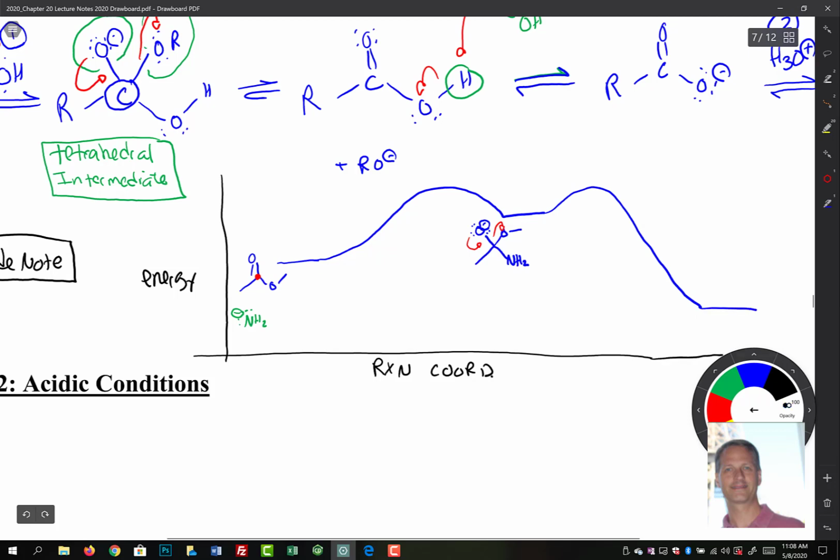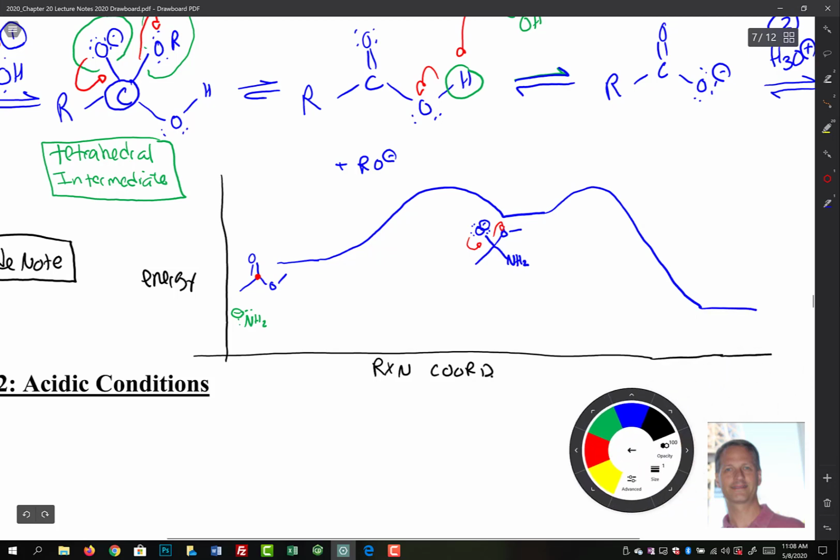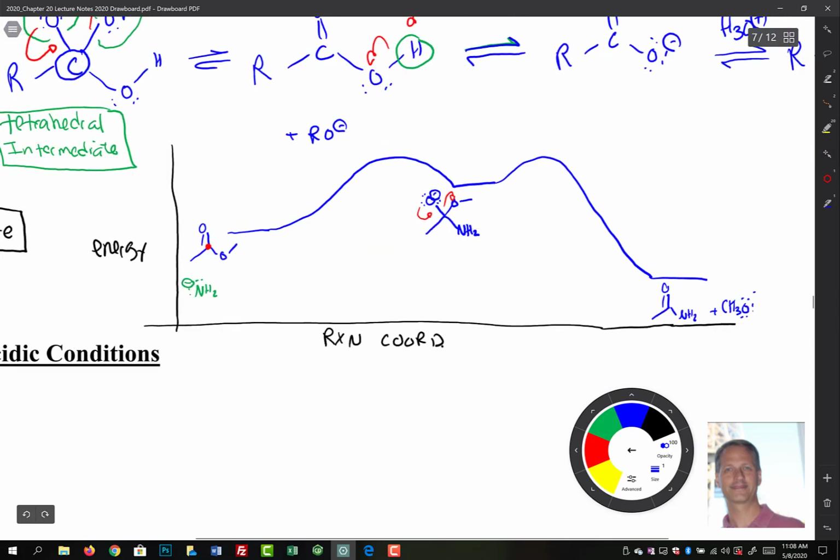And these are all relative, so they're not exact energies. But what we would get down here after that is you're going to get your carbonyl back and your NH2, and then here CH3O minus there. So I just wanted to show you that that step, having that leaving group leave here, is actually an exothermic step in this particular reaction.